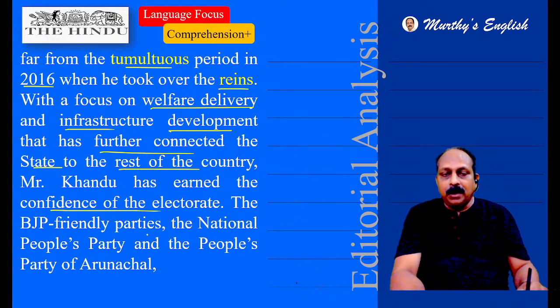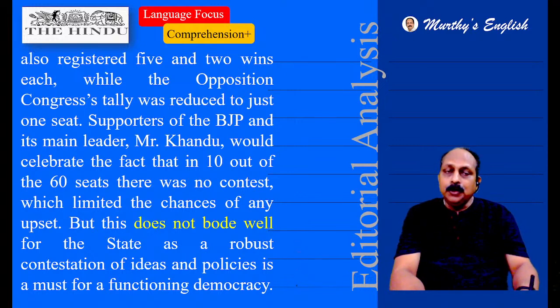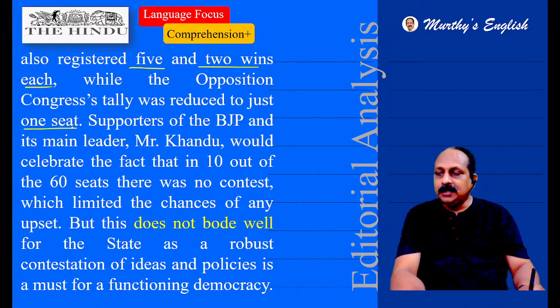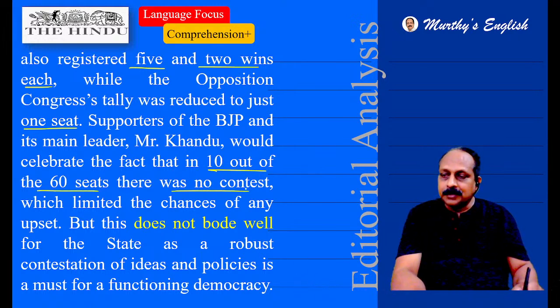The BJP friendly parties, not only that, the BJP friendly parties, the National People's Party and the People's Party of Arunachal, also registered 5 and 2 wins each, while the opposition Congress's tally was reduced to just one seat, almost like a one party show, the BJP, and the opposition Congress restricted or reduced to one particular seat. Supporters of the BJP and its main leader, Mr. Khandu, would celebrate the fact that in 10 out of the 60 seats, there was no contest, which limited the chances of any upset.